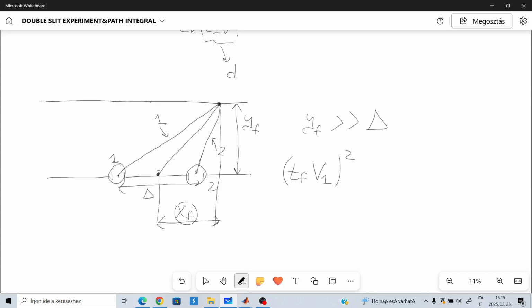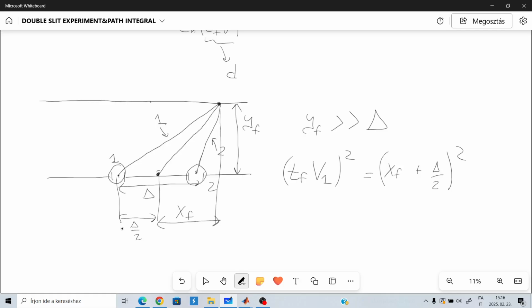This is the final point. I mean, this is the x-coordinate of the final point. So if we consider that, we can simply use the Pythagorean theorem. So the distance that we have here would be (xf + Δ/2) squared, because remember that this distance here is Δ/2 in absolute value.